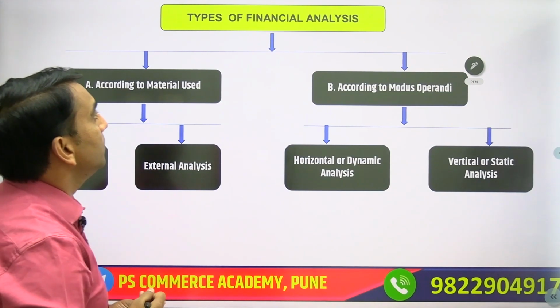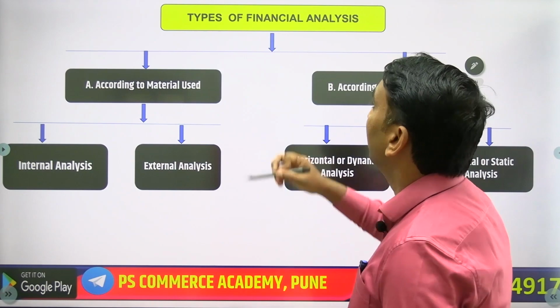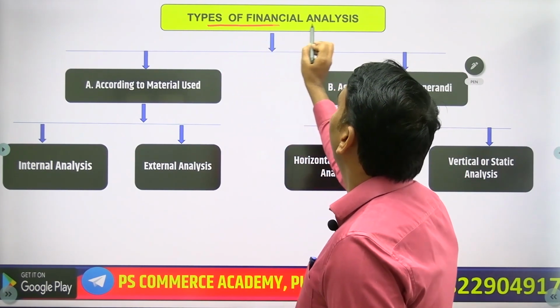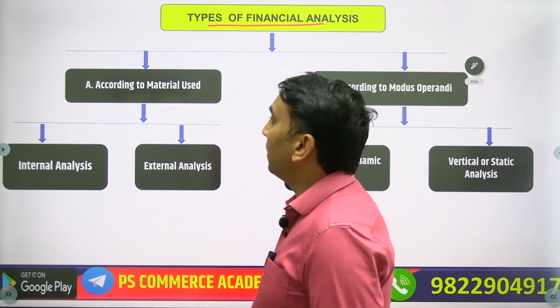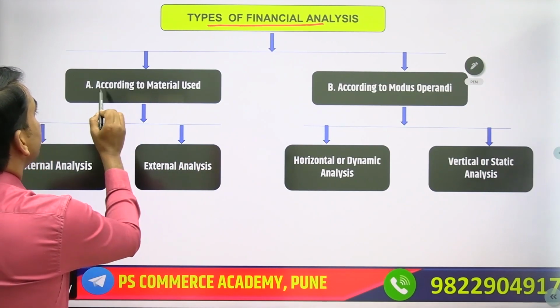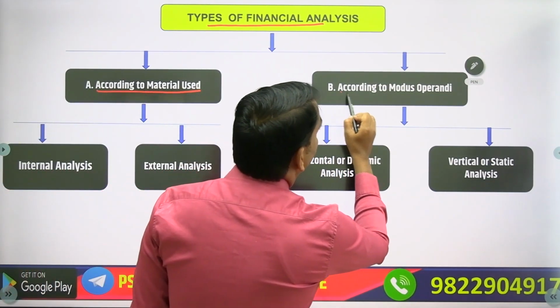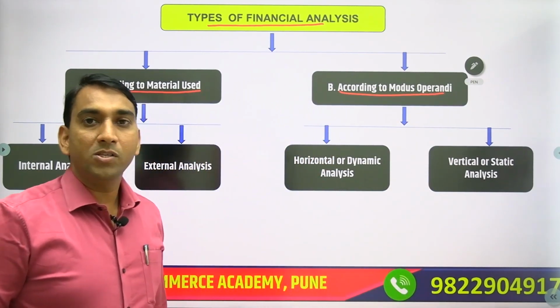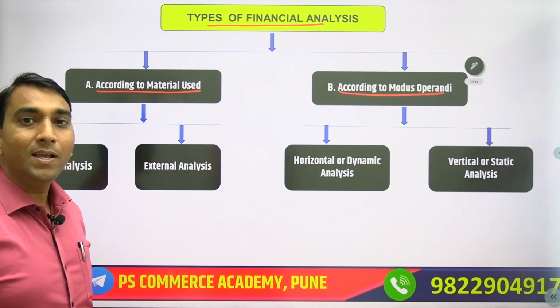Then moving ahead, this is an important part of this lecture, that is the types of financial analysis. You can see that there are two categories according to which we can do the financial analysis. One is according to the material used, and second is according to modus operandi. Modus operandi का मतलब होता है कार्य प्रणाली.